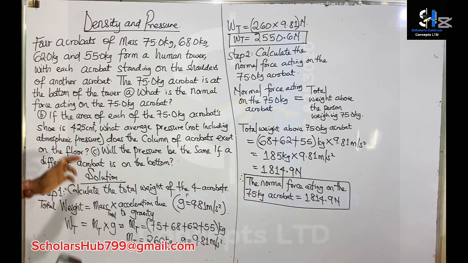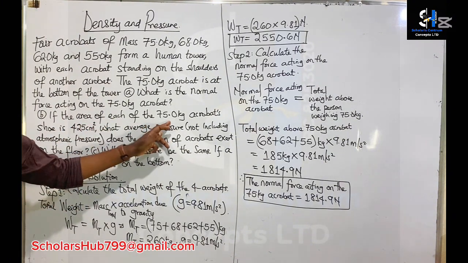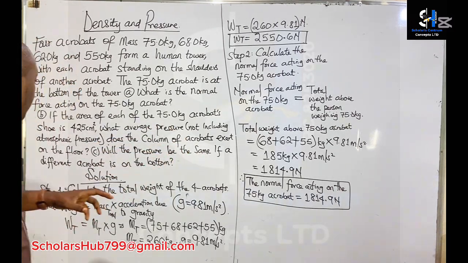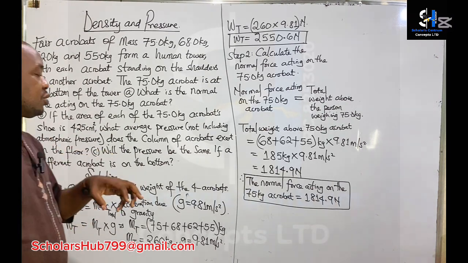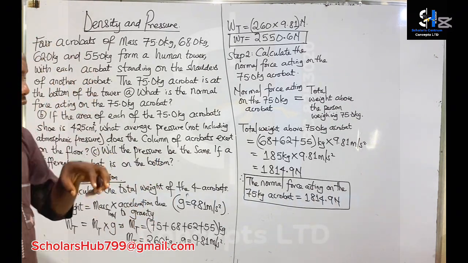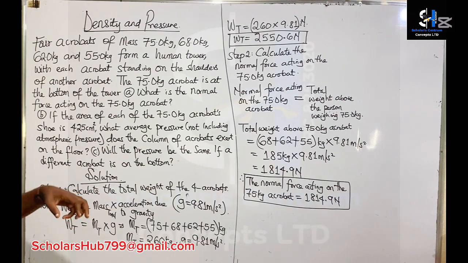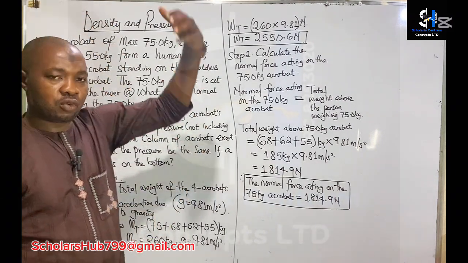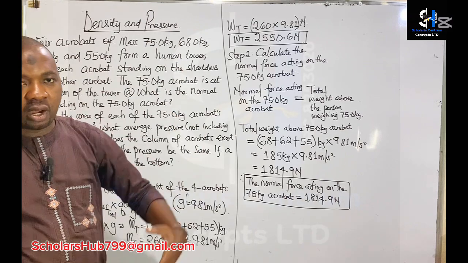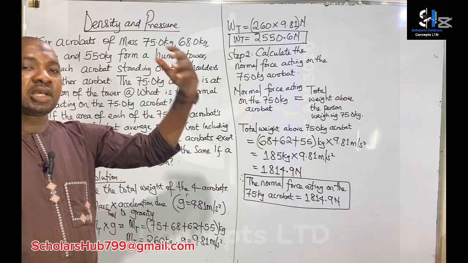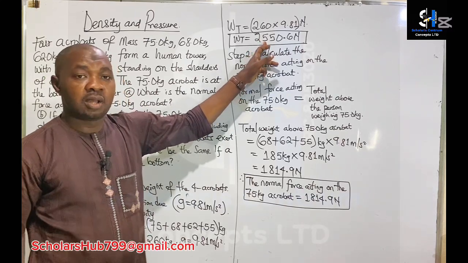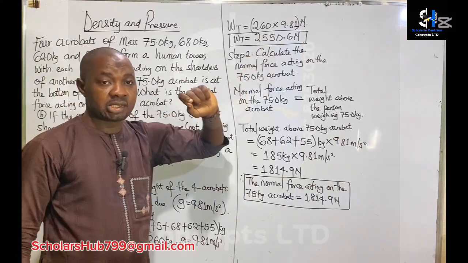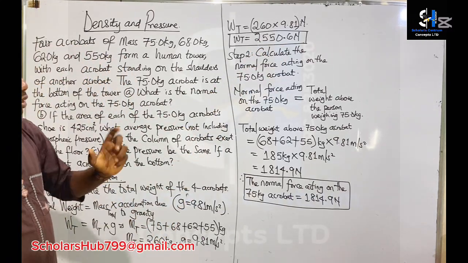Now, if the area of each of the 75.0 kilogram acrobat's shoe is 425 cm square, what average pressure does the column of acrobats exert on the floor? That means the total weight, the total mass of the four acrobats multiplied by acceleration due to gravity, which is what we found here to be 2,550.6. Then that's the total weight.